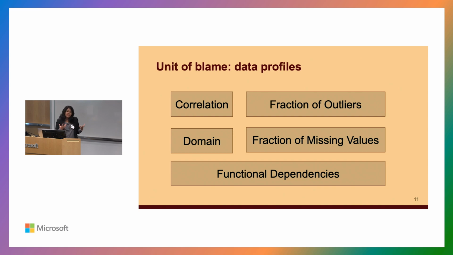There are many other types of data profiles that we covered in this work that I'm not going into detail on, but just some examples. For example, the fraction of missing values: how many missing values are in the data? The fraction of outliers: what fraction of data are outliers? Or is there a particular functional dependency, which is kind of like a correlation, but a more precisely defined, database-style notion.